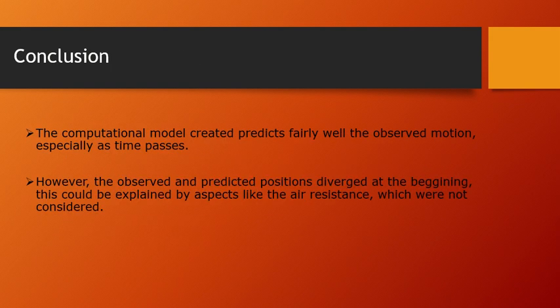So, as a conclusion, we can say that the computational model created predicts fairly well the observed position, especially as time passes. However, the observed and predicted positions diverge at the beginning, which could be explained by aspects like the air resistance which were not considered in this experiment.